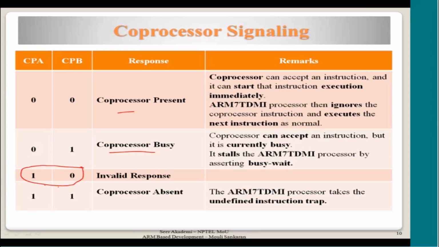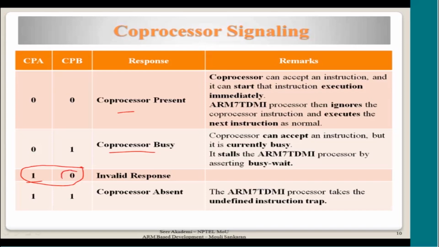Now, why is this invalid? It says coprocessor is absent. That means what? No takers for this particular coprocessor instruction.